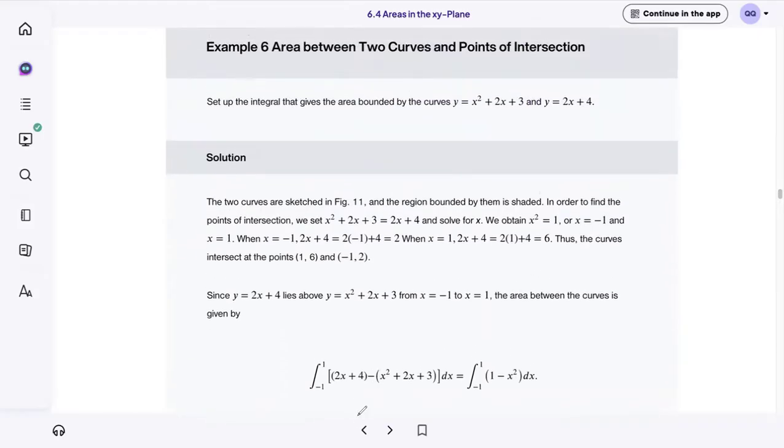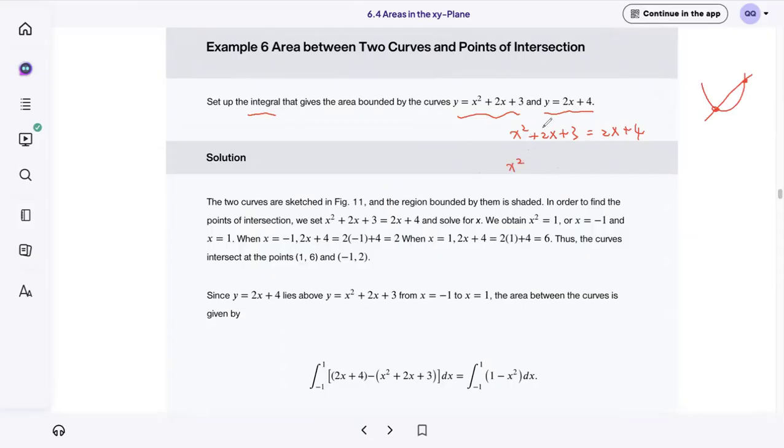Okay, let's see without the graph. So this one, we don't know from where to where. This thing, set up the integral, gives the area bounded by these two. So we don't know where those two intersect. So what do we do? We can equate those two to solve for the intersection points. x squared plus 2x plus 3 equals 2x plus 4, right? Because when they intersect, the two points have the same value. So that's why we can equate them.